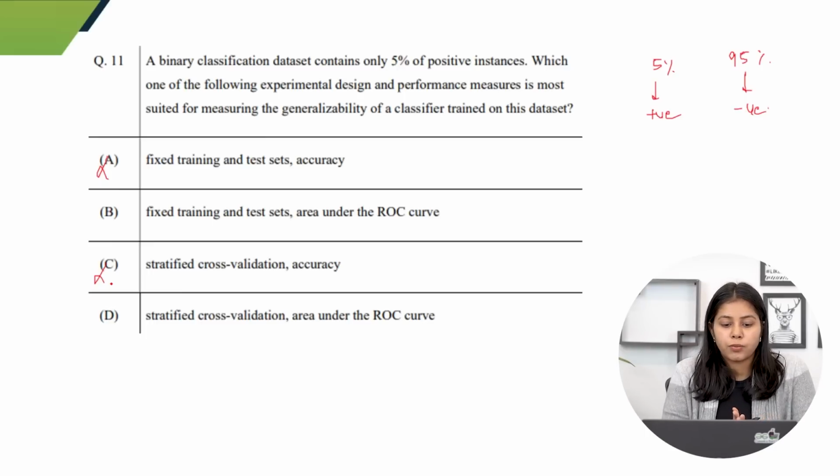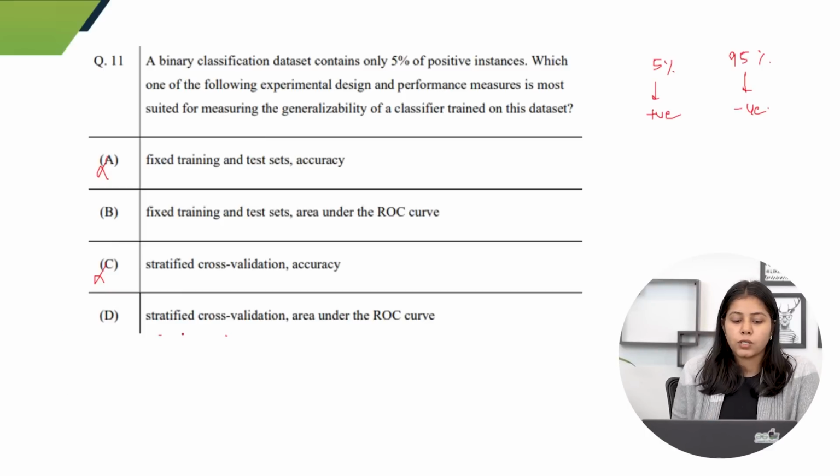Why have I cancelled options A and C? Because they use accuracy, right? I can't rely on accuracy here, because we achieve 95% accuracy when giving negative to all the instances, but that is not a correct model, because we are not getting any positive value. Now if I fix the training and test set, then I would not be able to get my positive and negative instances. So that's why we have to shuffle again and again. That means we have to use resampling, a sampling method, and that would be done by stratified cross validation.